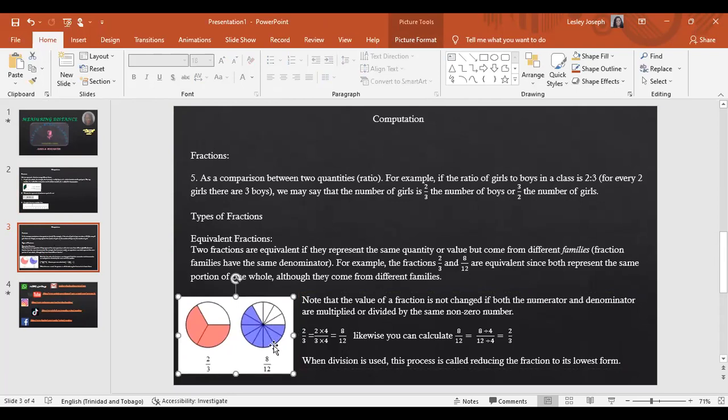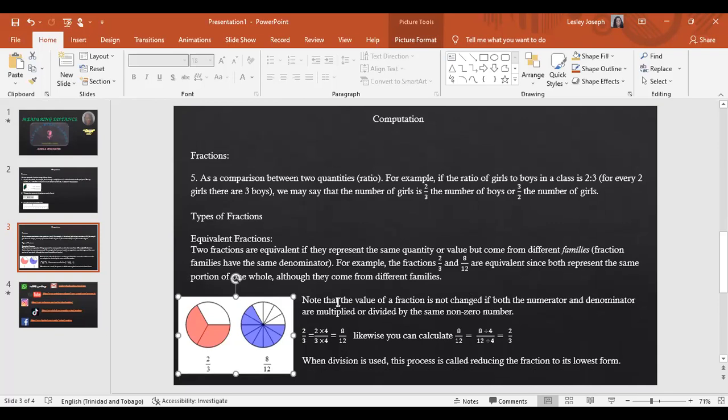So we see here, when we draw a circle and divide one circle into 12 parts and another circle into 3 parts, and we shade 2/3 of the circle, or 2 out of the 3 parts, and 8 out of the 12 parts, they have the same value, or equal proportions, right?